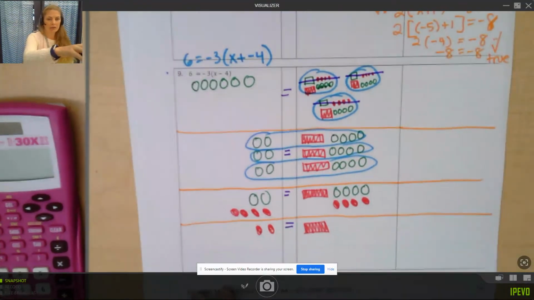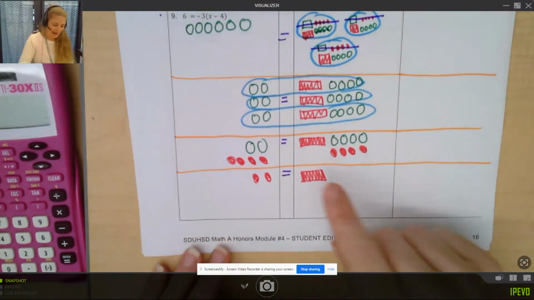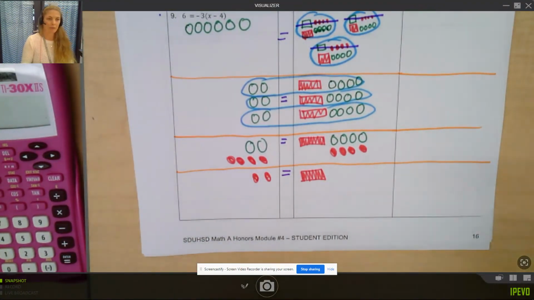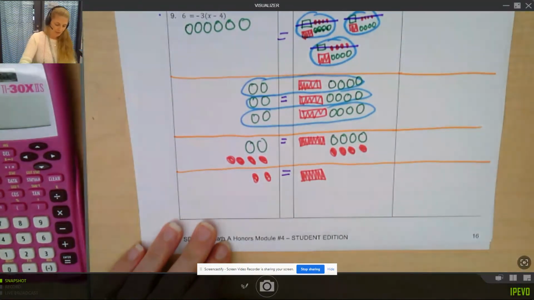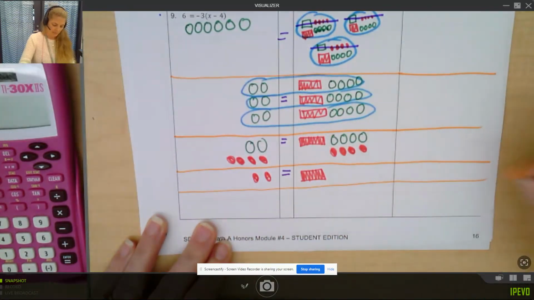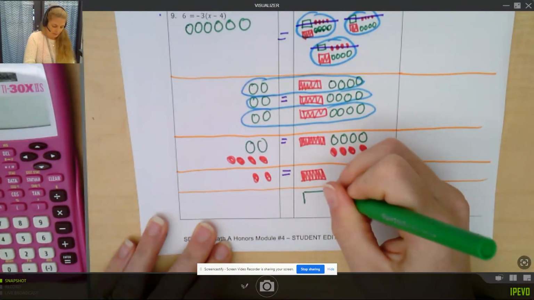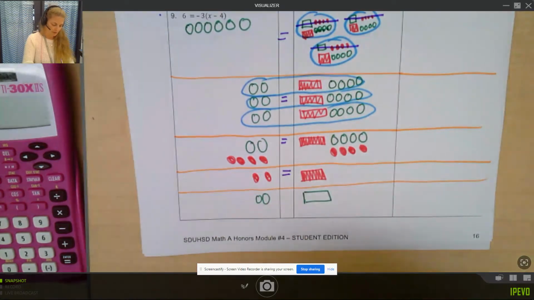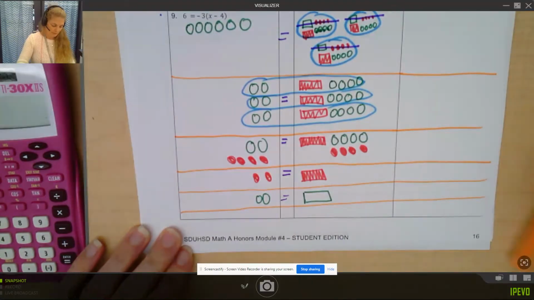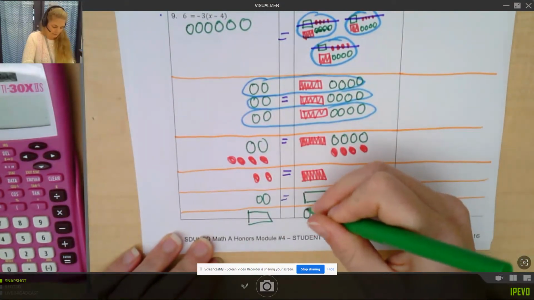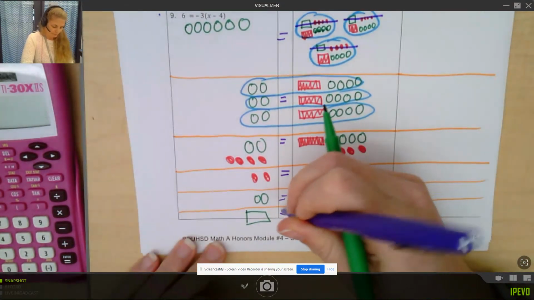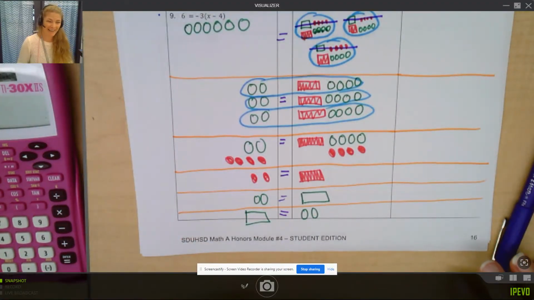So remember, our goal is to isolate our variable. If we have negative x, it's not isolated. So what we're going to do is we're going to flip everything. We're going to take the opposite of everything, multiply both sides by -1. So when we do that, we take the opposite of everything. We end up with positive x over here and 2 positives over there. And our final step, putting the variable in front. Awesome, really good work.